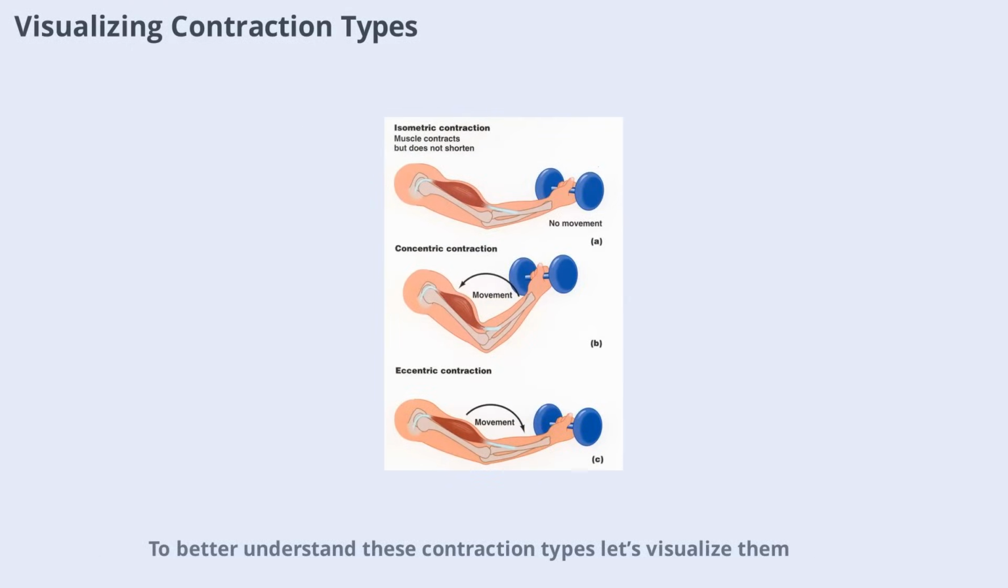To better understand these contraction types, let's visualize them. Imagine performing a bicep curl. As you lift the weight, your biceps contract concentrically, shortening to raise your forearm. When you lower the weight, the same muscle contracts eccentrically, controlling the descent by lengthening. If you pause and hold the weight midair, your biceps are in an isometric contraction, maintaining tension without changing length. These three modes are essential for smooth, controlled movement and injury prevention.